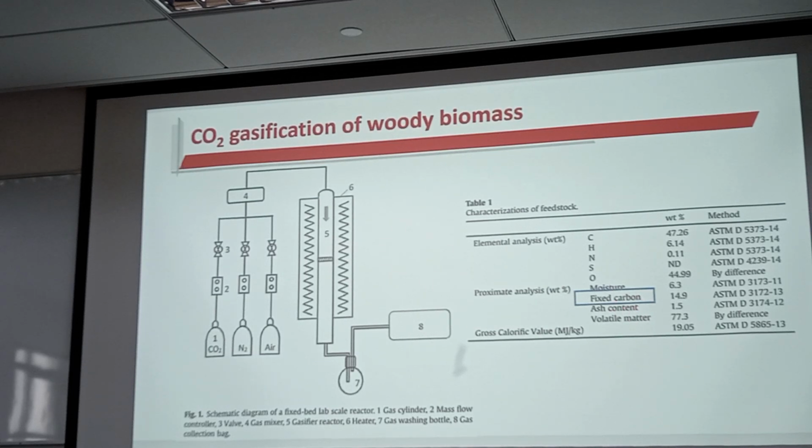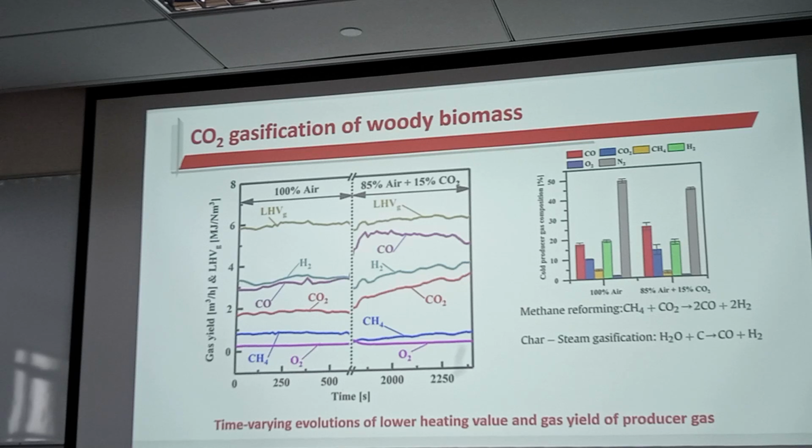Fixed carbon is the combustible carbon left after removing the moisture, ash, and volatile matter. So it is a very important parameter in biochar. From this slide, we can understand why the authors select carbon dioxide as a gasification agent.